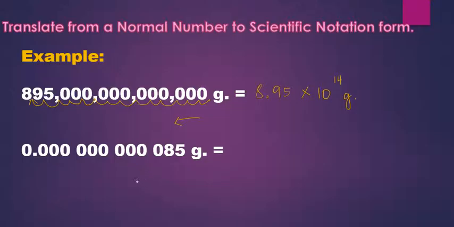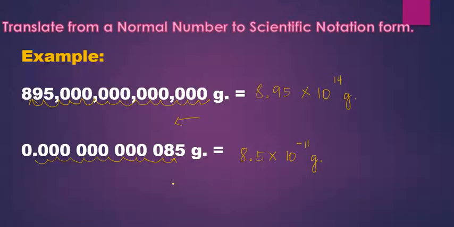How about this one? You will see that you have the zeros in front, so it's an indicator that this is a very small number. You see the decimal point over here, so your job is to bring it between 8 and 5. So that would be 1, 2, 3, 4, 5, 6, 7, 8, 9, 10, 11. So let's write it down: 8.5 times 10 to the negative 11 gram. The negative exponent indicates that you have just translated it from a very small number.